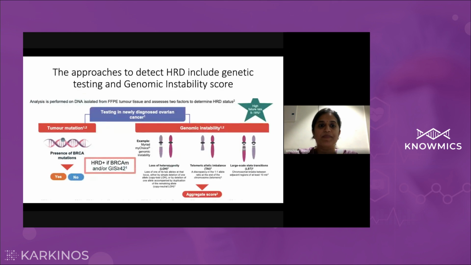Next, please. So the approaches to detect HRD include genetic testing and genomic instability score, like I've already mentioned. We're looking for mutations, and we're looking for genomic instability. Now, this test has evolved over a period of time.